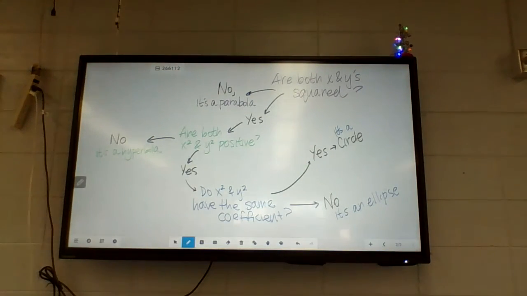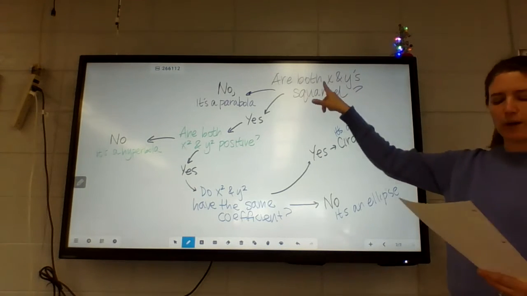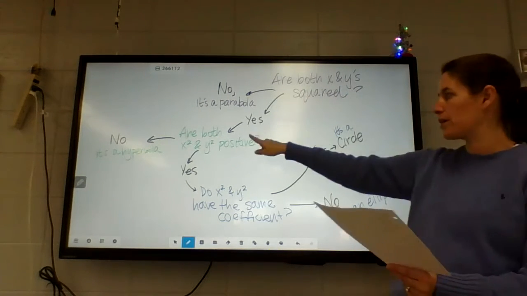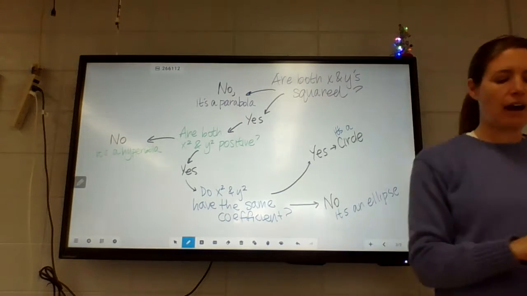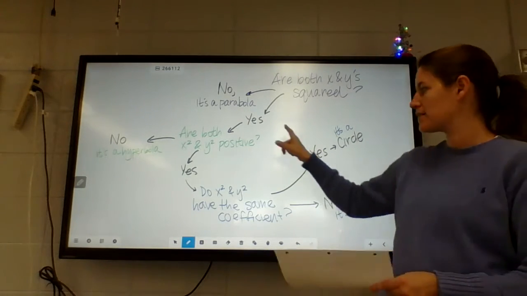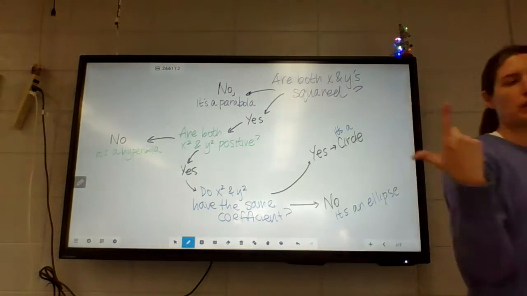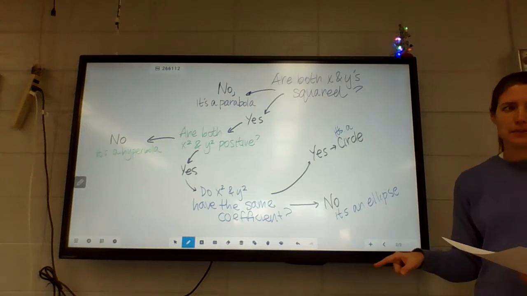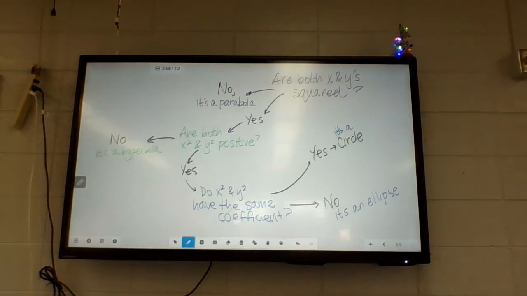Okay, so guys, for example 1 down there, in the first question, are both x and y squared? So example 1, the 5x squared and 16y squared, yep, they're both squared. So then we go this way. Are they both positive? They are, so 5 is positive, 16 is positive. Do they both have the same coefficient? The question was, what's the coefficient? That's the number in front. So we have a 5 and a 16, so they do not have the same coefficient, so this one would be an ellipse. Is this flow chart good enough, or do you want to learn the mathematical way?